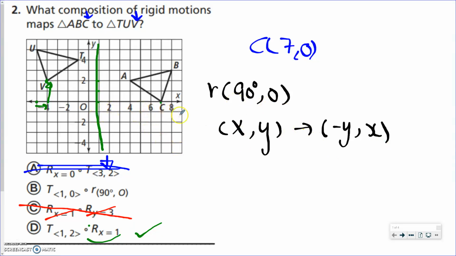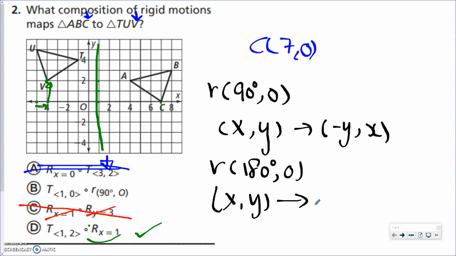Instead of drawing, it is quite tricky and takes a lot of time. The other one is rotation by 180 degrees. It doesn't matter whether it's clockwise or counterclockwise. You're going to get this mapping: x, y maps to negative x, negative y.